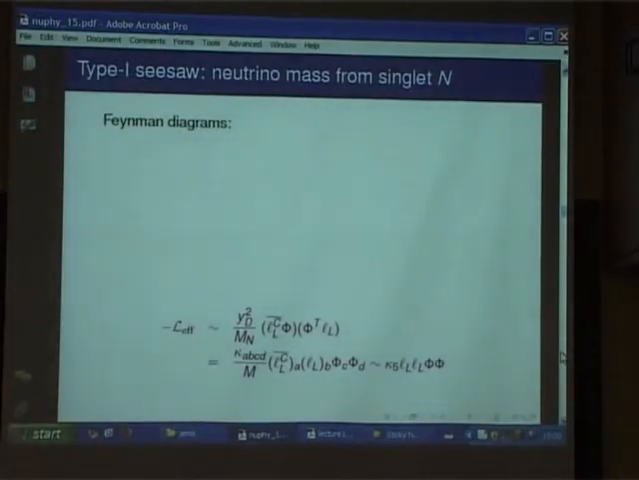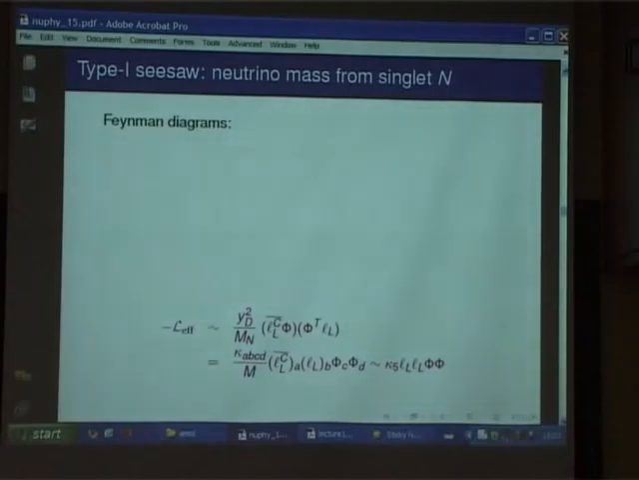So what we saw till now is what is called a type 1 seesaw. It's type 1 because it was the first discovered seesaw. So what does this mean? What we saw now was diagonalizing matrices and getting neutrino masses. But you can look at it in a different way. You can look at it as a Feynman diagram.